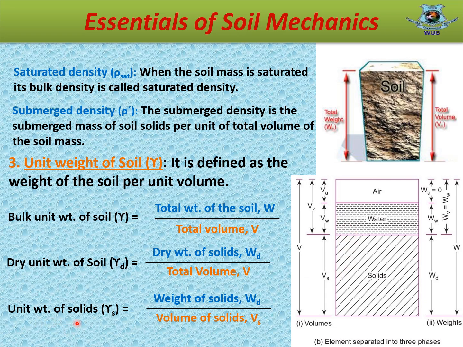Unit weight of solids gamma S. The unit weight of soil solids is the weight of soil solids per unit volume of solids. So we can say unit weight of solids gamma S equal to weight of solids WD divided by volume of solids Vs.